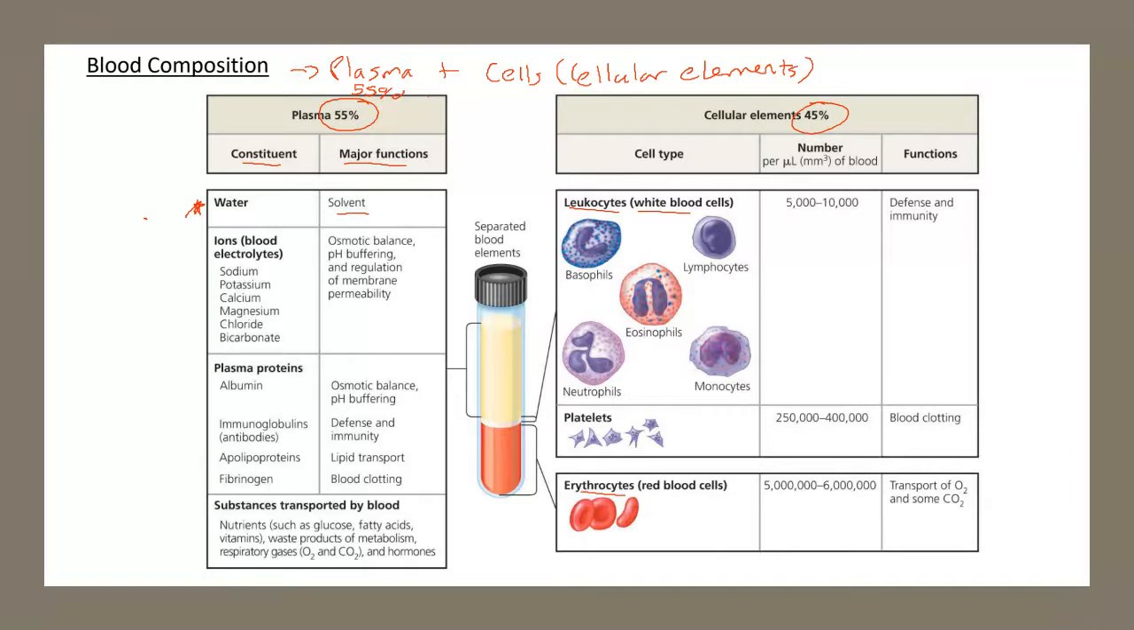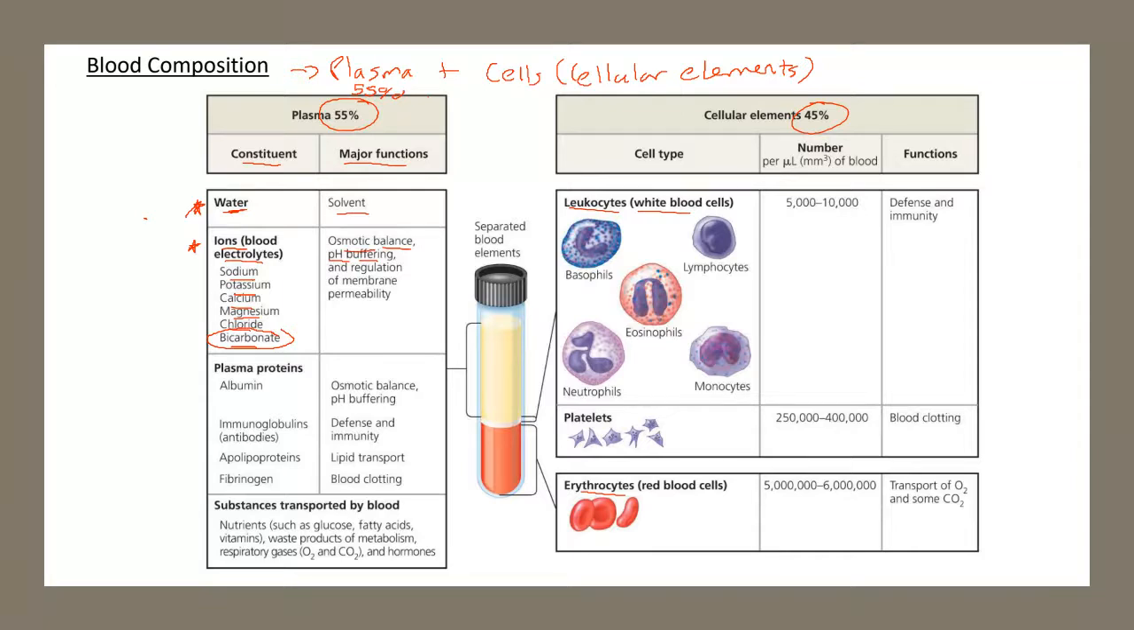Okay, so water. What else do we have in the blood? Ions, electrolytes, like sodium, potassium, calcium, magnesium, chloride, bicarbonate. Especially bicarbonate is important because it's going to be helping in pH buffering, to keep the pH at a normal level in the blood. The pH in the blood is around 7.4. So as you can imagine, to maintain homeostasis, you have to keep it at 7.4. Bicarbonate ions are great buffers, and also for osmotic balance.